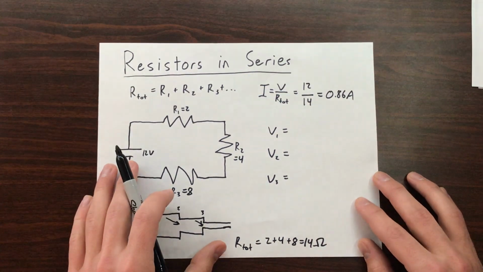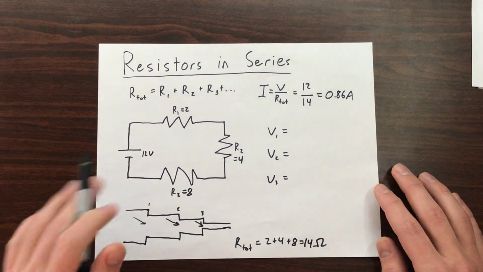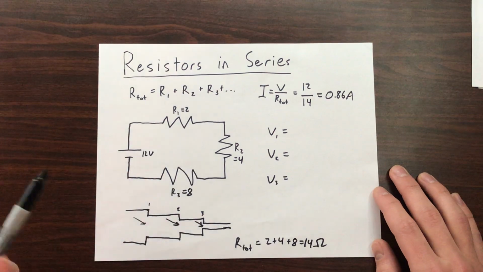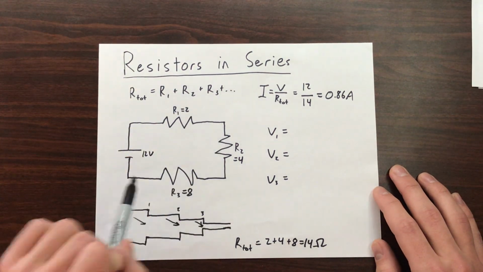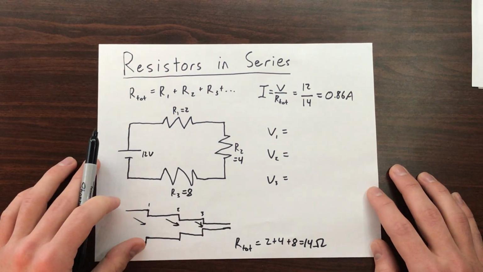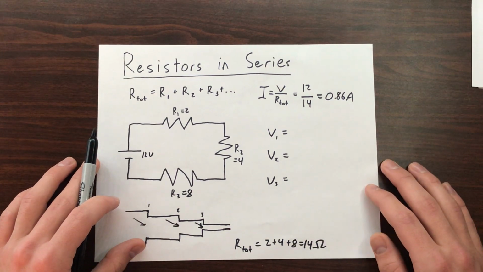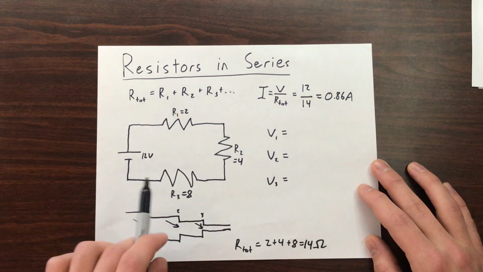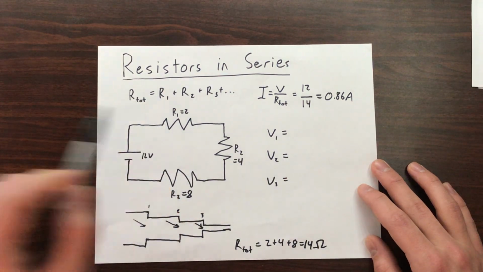So now what we can do with that, now that we've solved for the total current running through the whole circuit, we can solve for the individual voltage drops, or how much voltage is needed to push the current through each individual resistor. And again, we're going to use Ohm's law, V equals IR. And so the I we're going to use is this current that we know is running through each one, and the R is the individual resistance of the resistor.